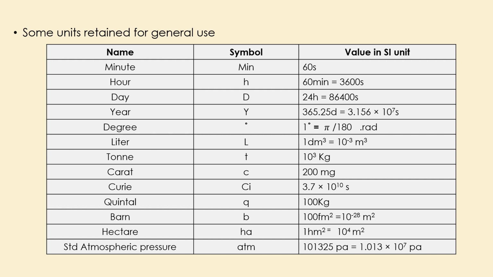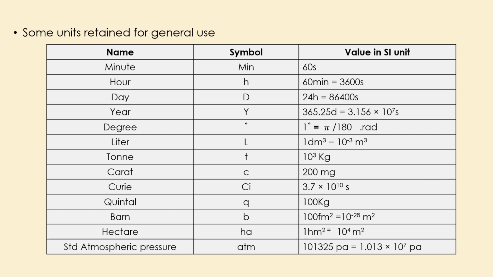Year with Y is equal to 365.25 days, which is equal to 3.156 times 10 to the power 7 seconds. Degree: 1 degree is equal to pi by 180 radian. Liter, L, is equal to 1 dm cube, which is equal to 10 to the power minus 3 meter cube. Ton, T, is equal to 10 to the power 3 kg.